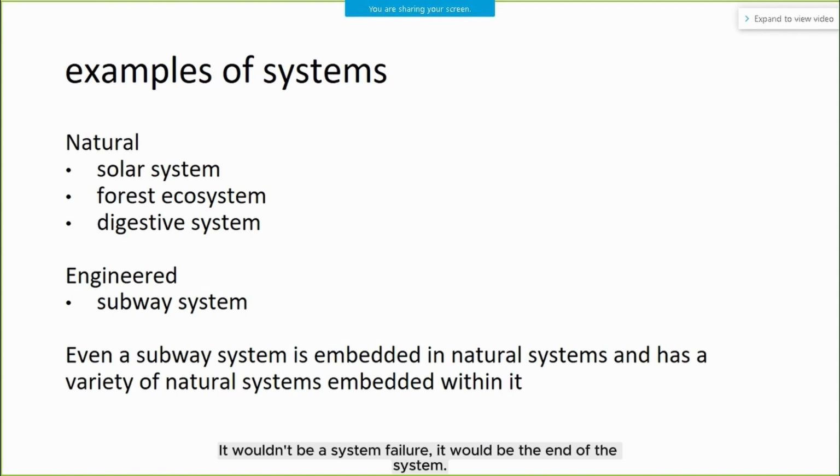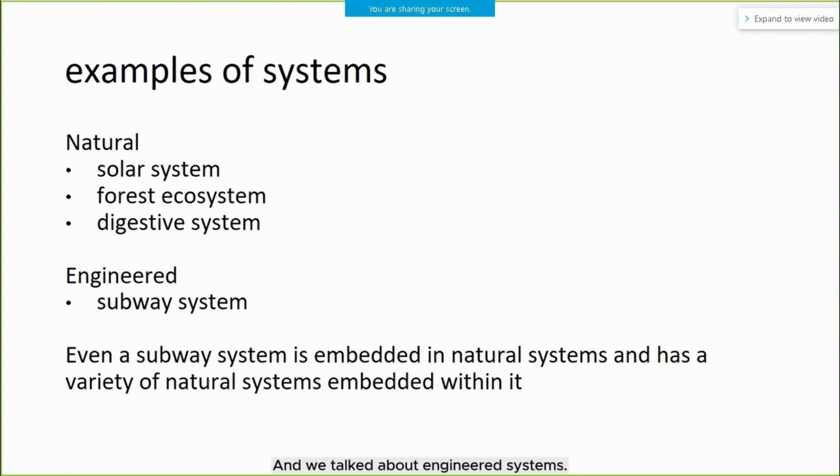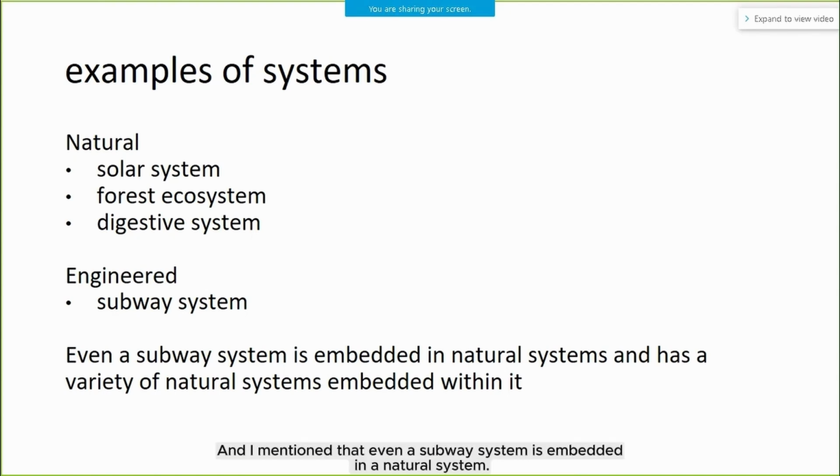And we talked about engineered systems. And I mentioned that even a subway system is embedded in a natural system. First of all, it's the natural system of human beings who maintain it, but then also those human beings need teachers, food suppliers, restaurants, and so forth, plumbers.